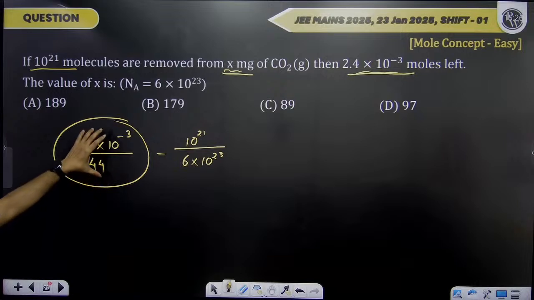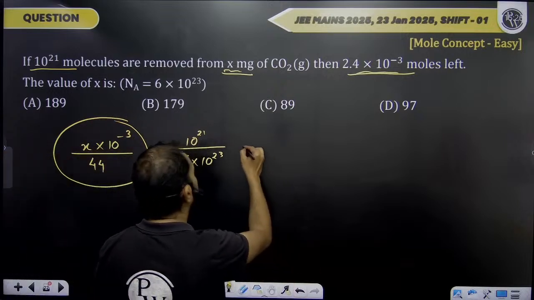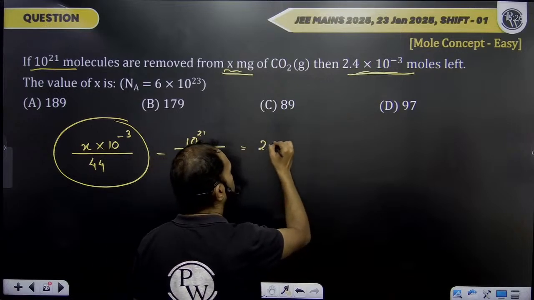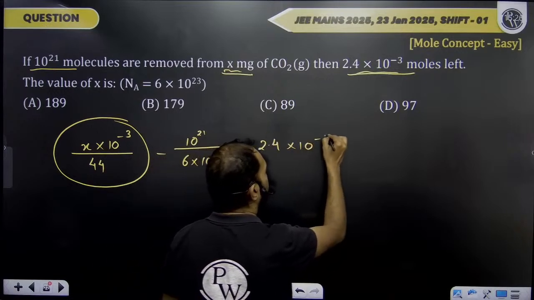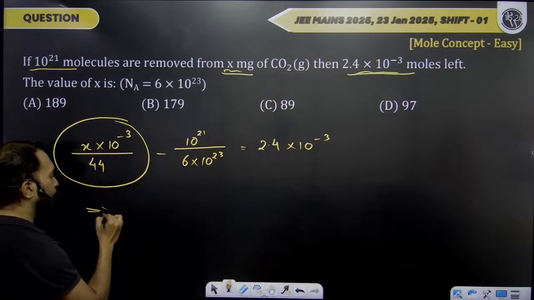Okay, so these many moles were initially present. These many moles are removed. So how many moles will be left? That is given in the question, which is equal to 2.4 into 10 to the power minus 3. One equation, one variable, you can calculate x from over here.